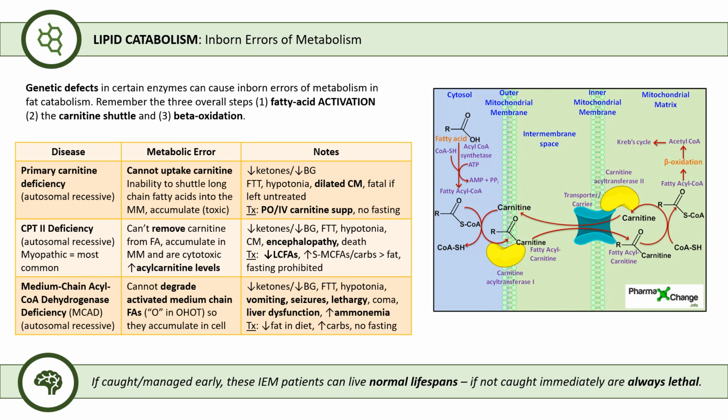Treatment would involve simply avoiding most fats in the diet, since it is very difficult to avoid medium chain fatty acids explicitly. Most of these patients with inborn errors of metabolism, if caught early through routine screening, can live normal lifespans, but if not caught immediately, they are almost always lethal.